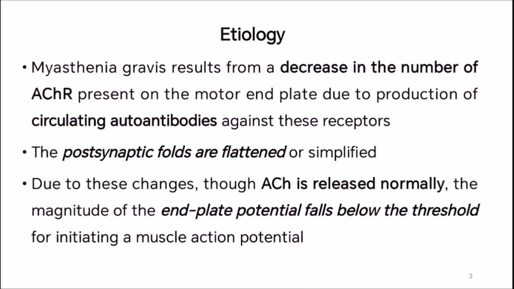There is a decrease in the number of acetylcholine receptors present on the motor end plate due to the production of circulating autoantibodies against these receptors. The postsynaptic folds are flattened or simplified. I'll show a diagram in the next slide. Due to these changes, though the acetylcholine is released normally, the magnitude of the end plate potential falls below the threshold for initiating a muscle action potential.